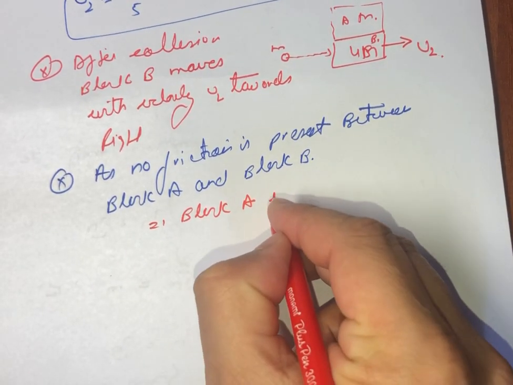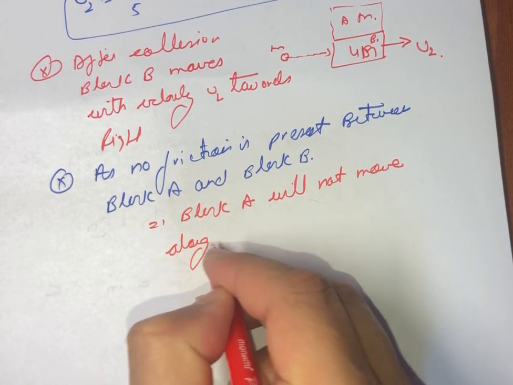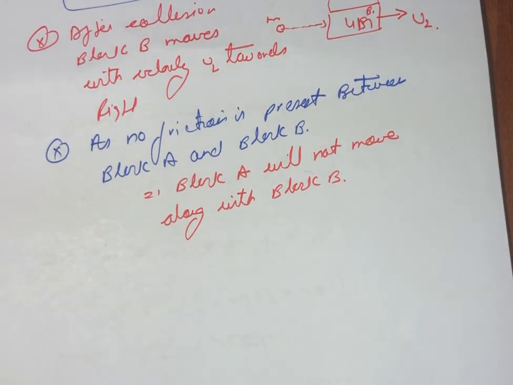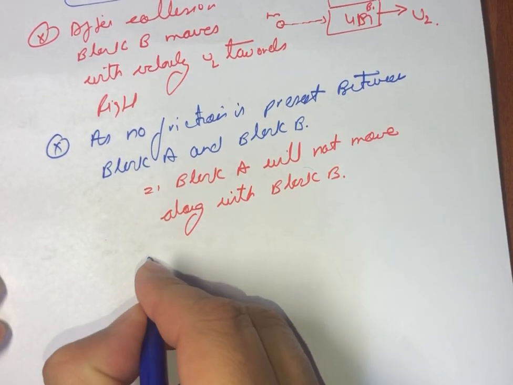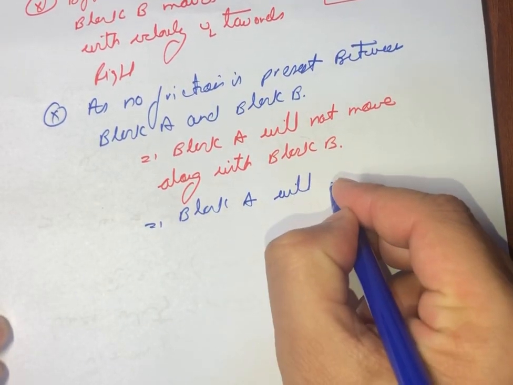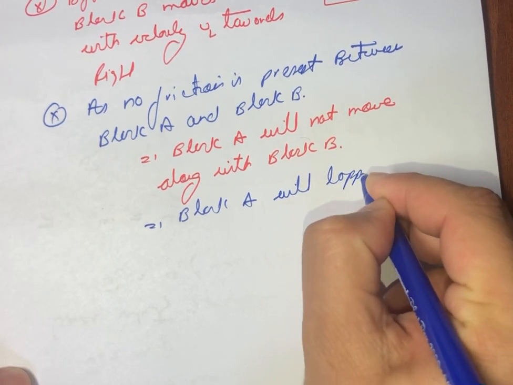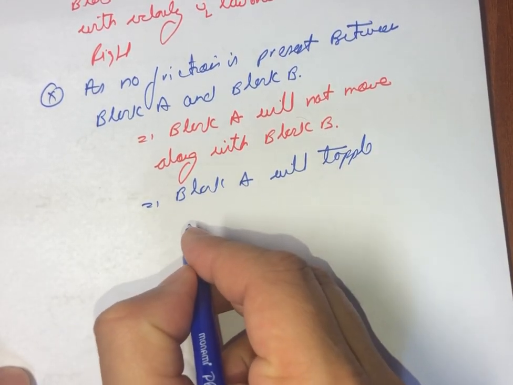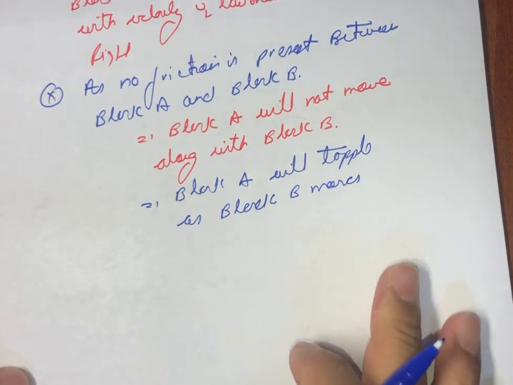Block A will not move along with block B. Therefore, we can say block A will topple as block B moves through a distance.